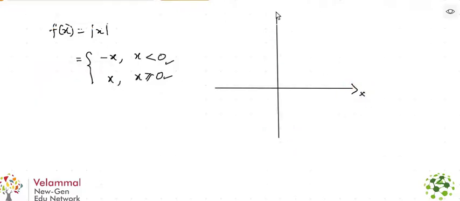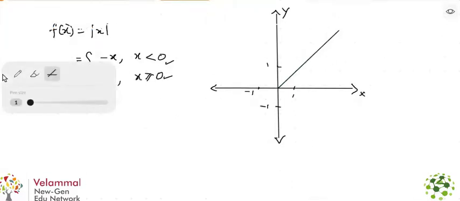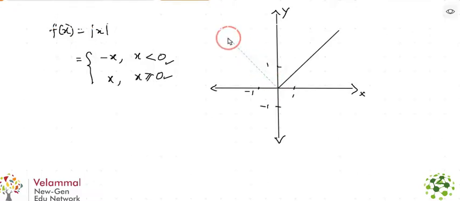This is x-axis and this is y-axis. Now, 1, 1, negative 1, negative 1. Now, we are going to draw the first one, when x is positive, y is equal to x. Do you understand? y is equal to x is a line passing through 1 comma 1. And the left hand part of the curve is y is equal to minus x. So, minus x will go passing through minus 1 comma 1. Now, this is the modulus function.